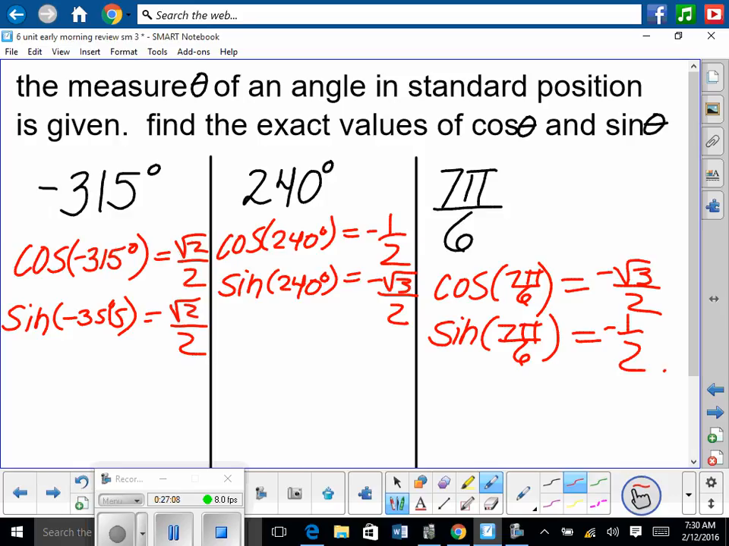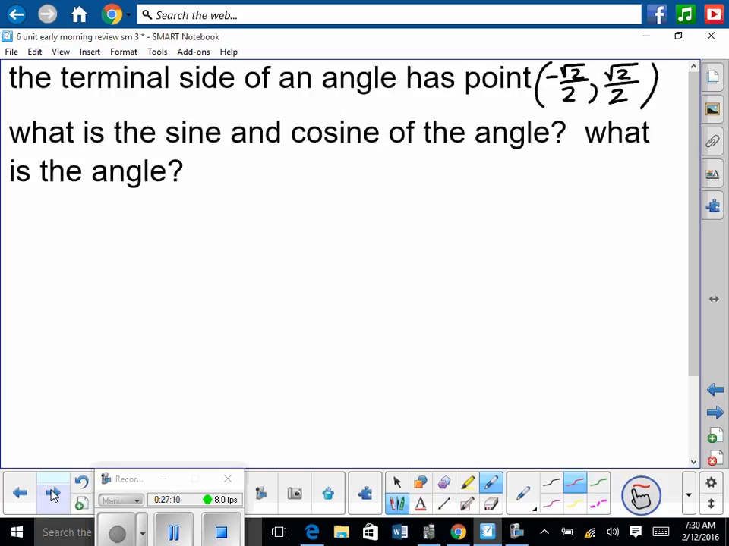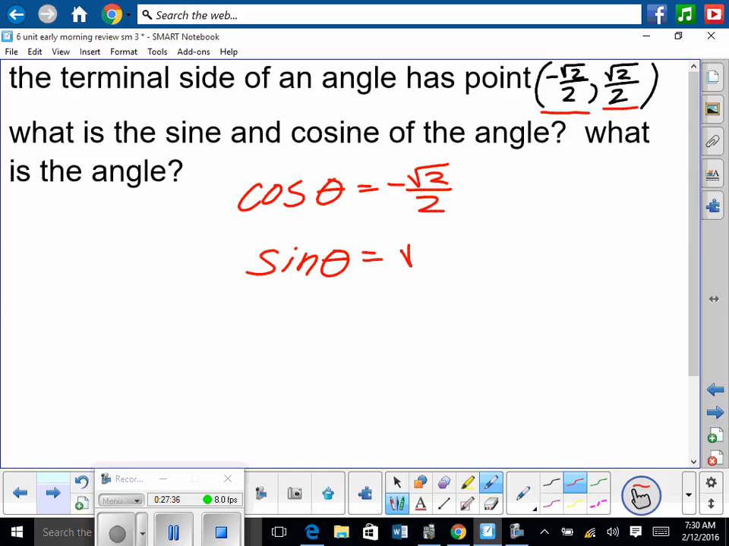Pretty easy. Okay, it says the terminal side of an angle has this point. What is the sine and the cosine of the angle? First of all, isn't it really easy to answer what's the sine and cosine of that angle? Isn't that sine, cosine right there? Okay, so cosine of that angle is x, so cosine of theta, right, is equal to negative square root of 2 over 2, right? Isn't that x? And then sine of theta is y, so square root of 2 over 2.